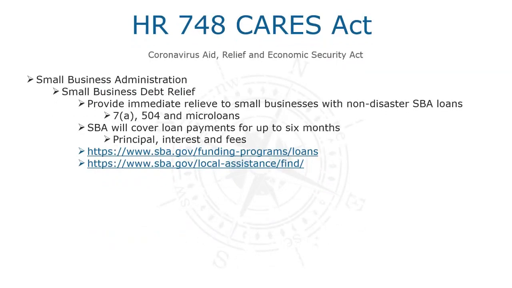There's also some information out there on small business debt relief. This is to really provide some immediate needs, relieving small businesses that have non-disaster SBA loans, so either 7(a), 504, or microloans. If you already have an SBA loan in place for other reasons, that's obviously an obligation that you have. It's another payment that you have to make each month.